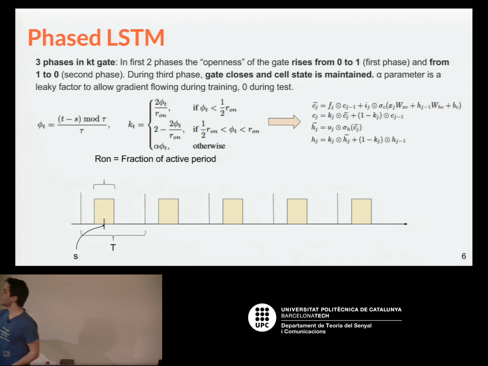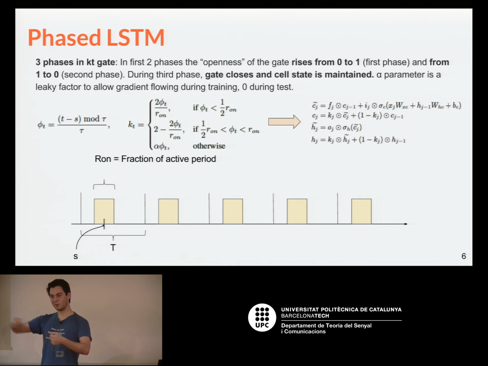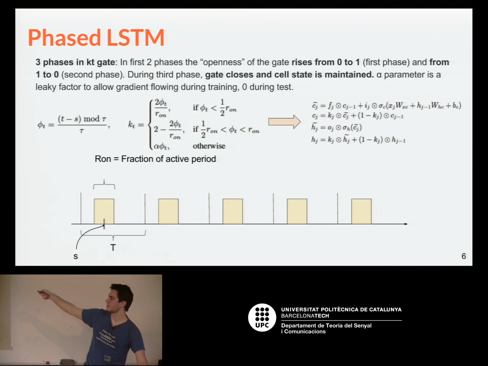And the way it works is we have three states of that gate. First, when we are in the first part of the activated cycle, we let information flow. Then in the second part, we make it decay. And finally, we block. This alpha parameter is for training purposes, okay? This is a leak factor that lets gradients flow when we're training, because if we block the information for those time steps, there's no gradient flowing. But during test, meaning forward predictions, this is just blocked. So in those areas without the yellow signal, there's no information flowing, and these are the equations of the activations of the cell.